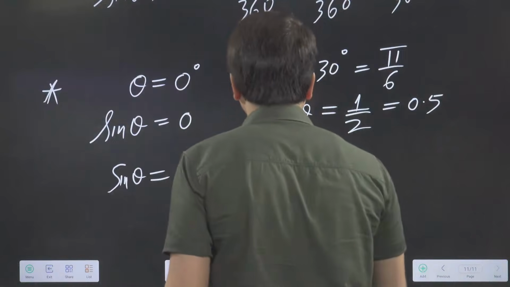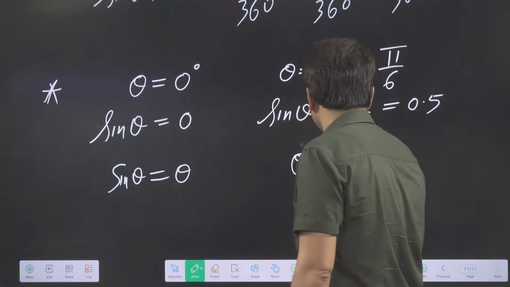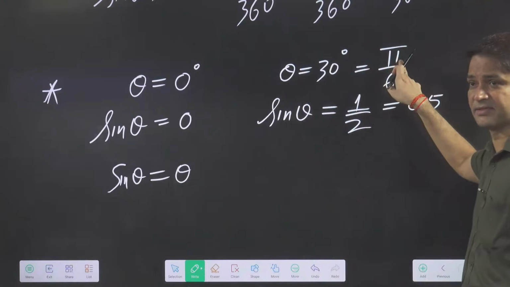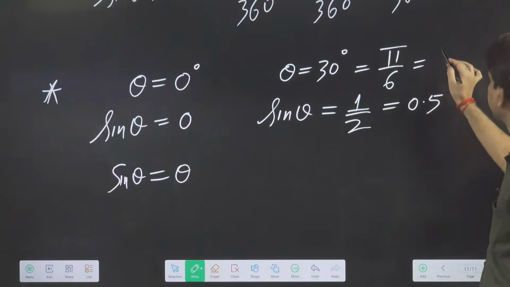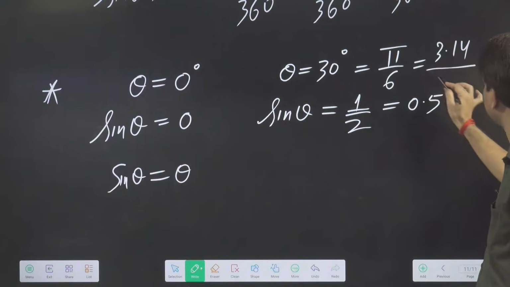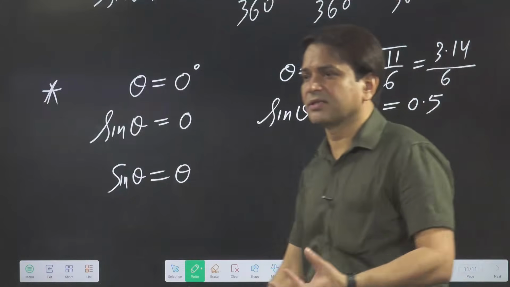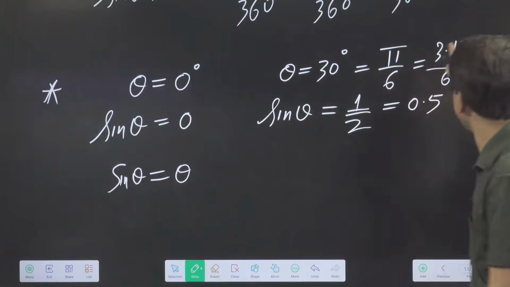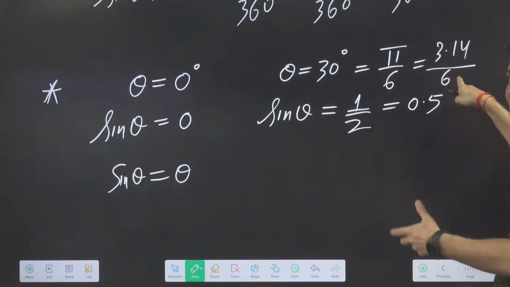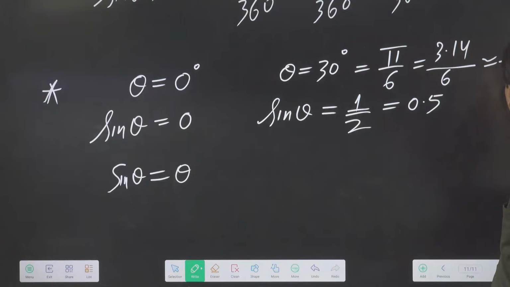Okay. Now theta value, what do I have? Pi by 6. What is the value of pi? 3.14 by 6, or 3 by 6, approximately 1 by 2. If you see this value, 3.14 by 6, so 3 by 6 is approximately 1 by 2 or 0.5.